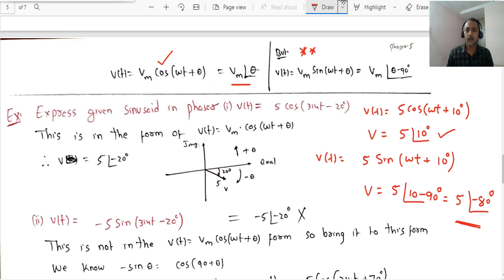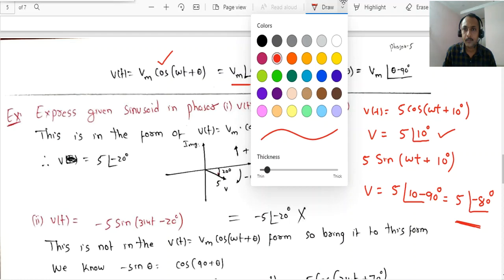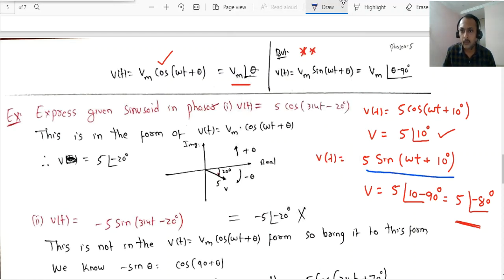Clear? For example, if it is given in terms of sine, you express in terms of cos. Then it will be easy for you. You bring in the generalized form of cos. I will tell you one example. You will understand it clearly. This is where more chances for committing the mistake. The moment you see 5 sine of omega t plus theta, if phasor is asked, it is not 5 at an angle 10 degrees, then your answer will be wrong. Observe, it is sine term given. Clear? If it is cos term given, no doubt, this generalized form is Vm at an angle theta.